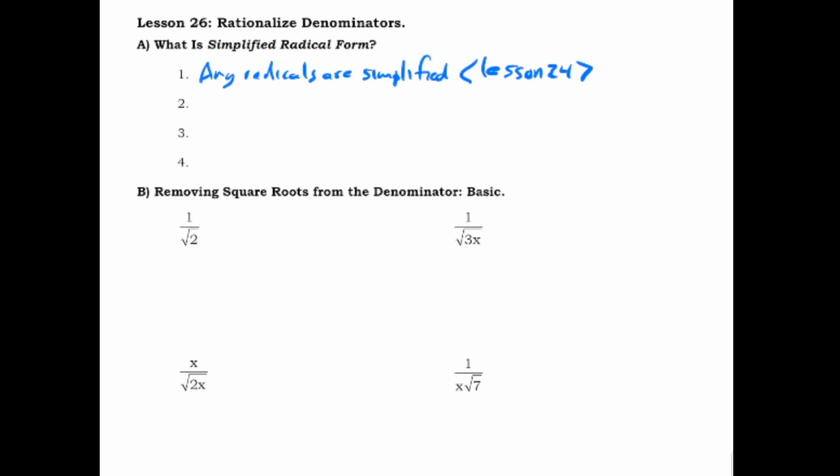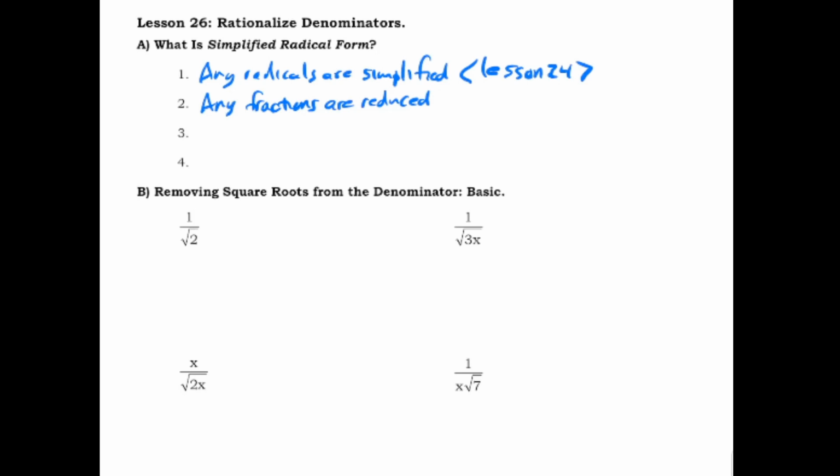The other thing is any fractions are reduced. So, of course, we've reduced fractions before, too. That goes way back. What the heck lesson was that? I don't even know. But anyway, you reduce your fractions. Please reduce your fractions. Cancel factors that are common to the top and the bottom. So anyway, that's old, too. So we've seen that before.